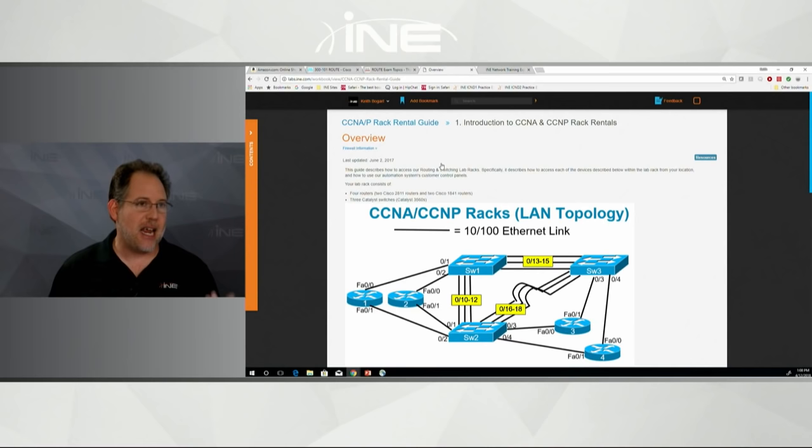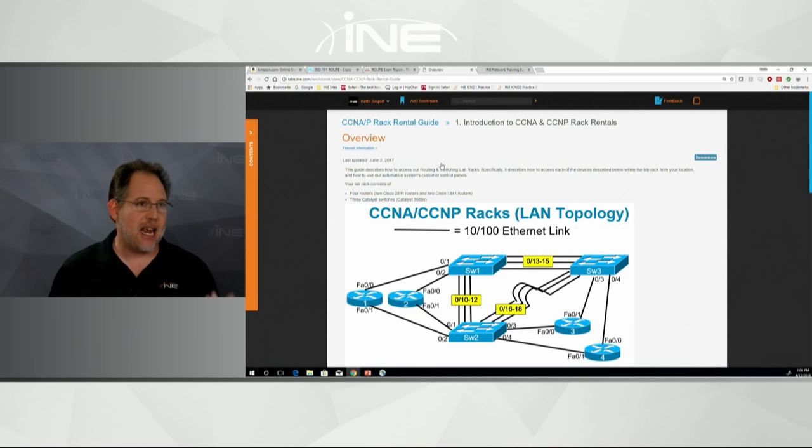if you've ever looked at INE's rack rentals, and yes, I am doing this as a shameless marketing plug, but in addition to that, there's more to it than that. If you go to our rack rentals, the CCNA and CCNP racks that we have, I designed those. I designed how many routers, how many switches, what their connections would be, specifically with the idea of I wanted to create a single rack that I felt that you could adequately practice all the topics you would need to know for both the CCNA and the CCNP routing and switching.